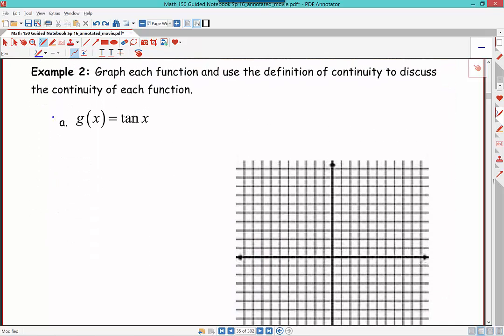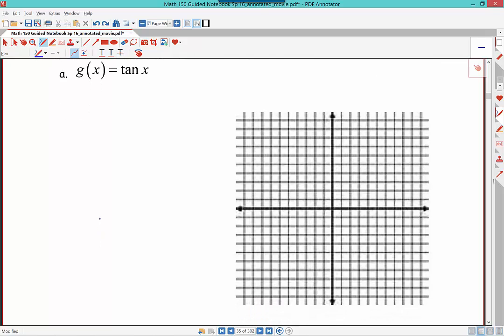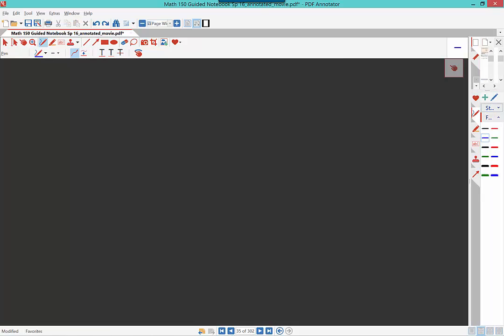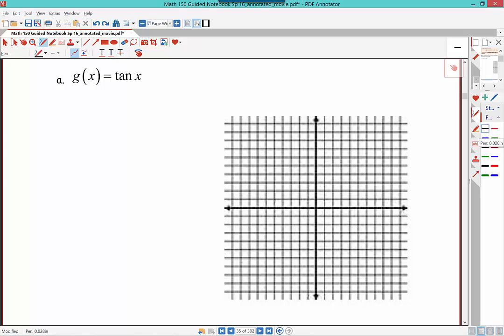So now let's take a look at the graph of these functions and use the definition of continuity to discuss the continuity of these functions. So the first one is tangent of x, which is periodic. So why don't we just do it from negative pi to pi. And this will be x, and this will be g at x.